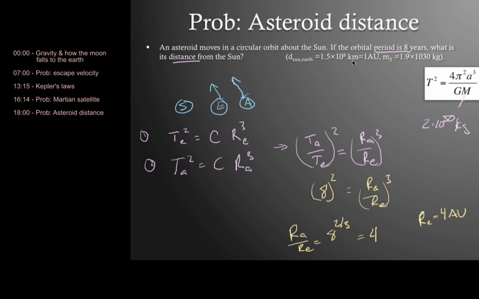So what this means is that RA is equal to 4 AU. So AU is the distance between the Earth and the Sun. That's one astronomical unit. It has this distance right here. So we could figure out exactly in meters how far this asteroid was orbiting the Sun. But working in AU is a lot easier. So this asteroid is 4 AU away from the Sun.